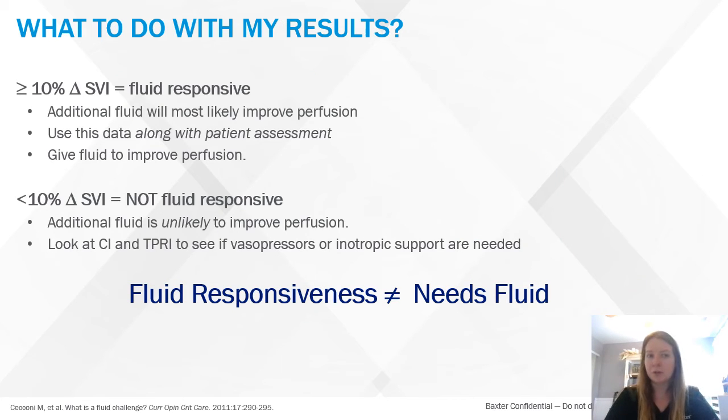So what do you do with your results? What we're looking for and hoping to see is a patient's stroke volume index increase by 10% or more. That means the patient is volume responsive, meaning additional fluids will likely improve perfusion. Now, this data definitely needs to be used alongside the patient assessment. Just because someone is volume responsive, if you look down here at the bottom, does not mean you have to give IV fluids. This monitor is not prescriptive, okay?